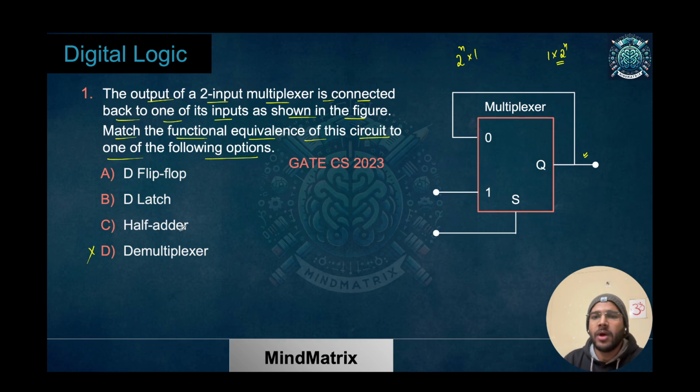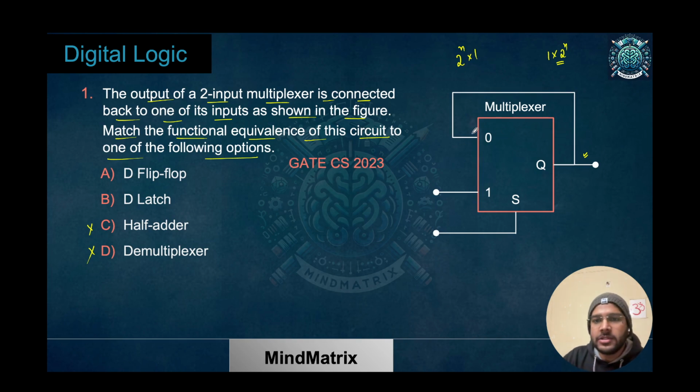Okay, what about half adder? As you can see, in case of half adder, we don't have anything like the output being given as the input to the multiplexer here. So half adder we can also clearly eliminate. Also, we can substitute the values and find it out. Now we have two options left, that is D flip-flop and D latch. So let's try to write the characteristic equation for this given multiplexer, and let's try to find out whether it is equivalent to D flip-flop or D latch.